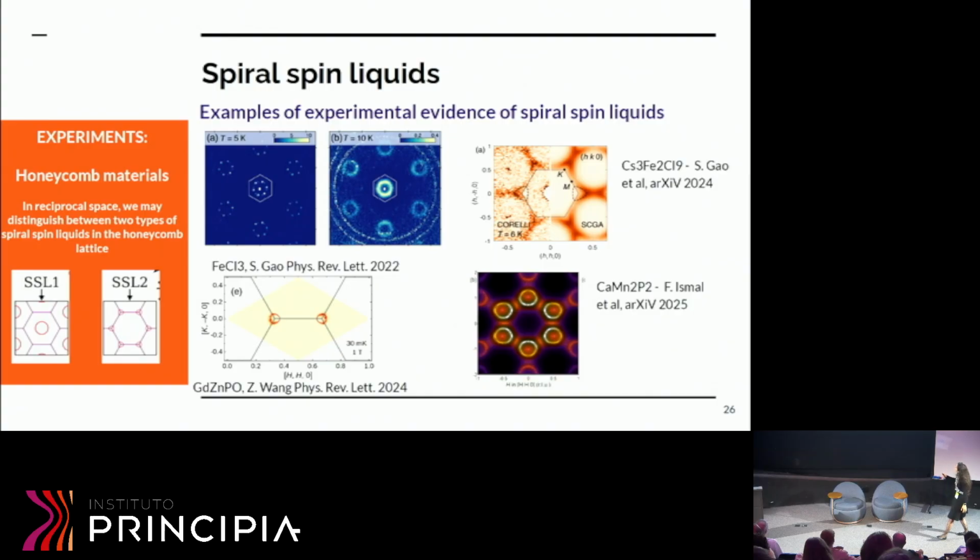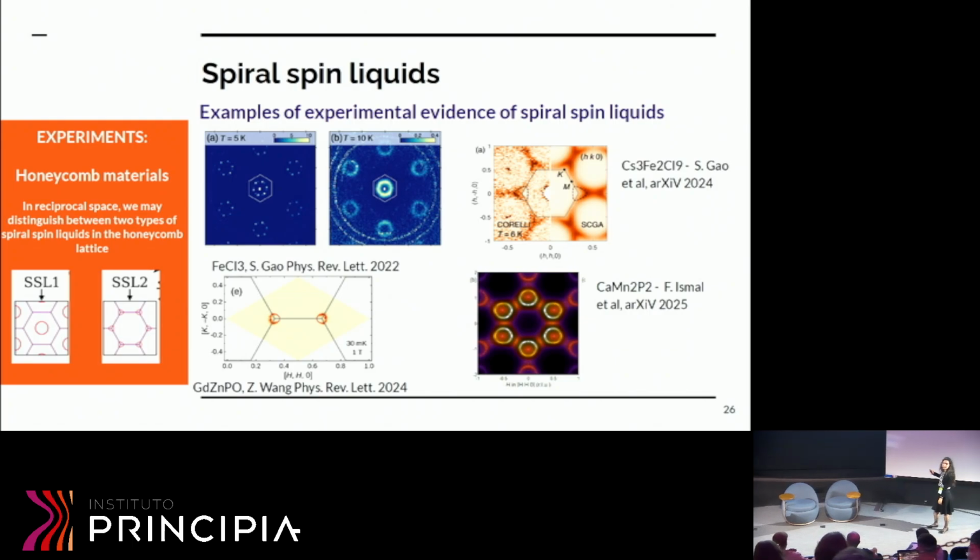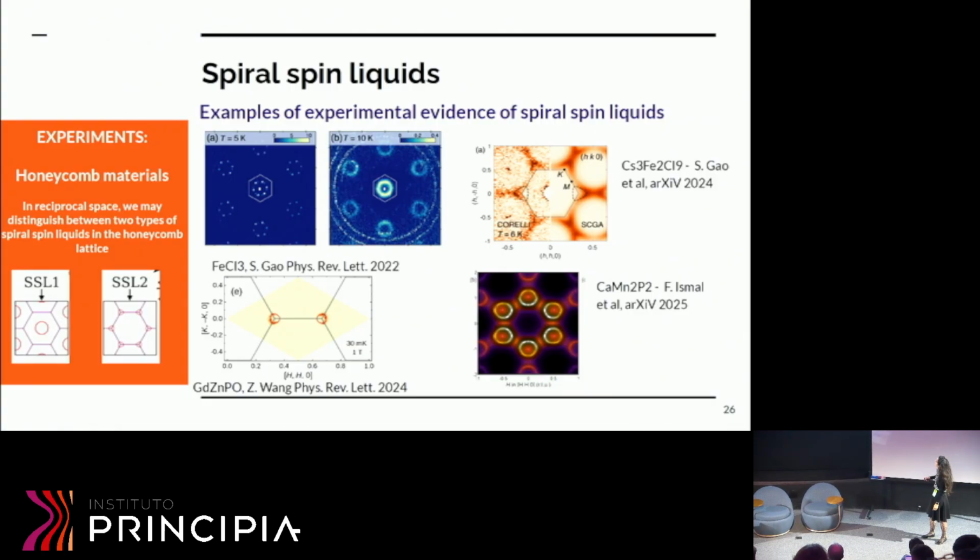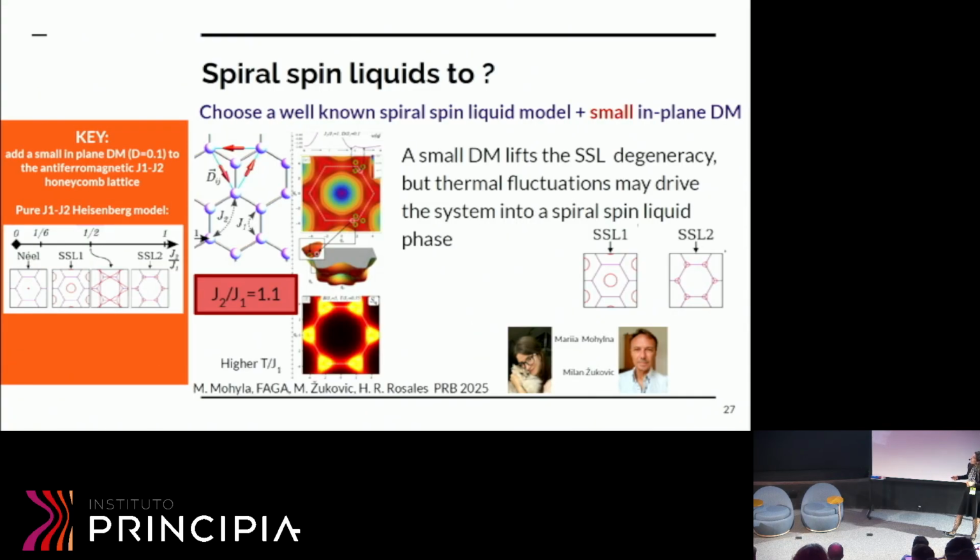And as you see, the experimental evidence shows that there are materials where you have these two types of spiral spin liquid, depending on the material, right? So this would be like the first type, and this is the second type. Okay, so then let's inspire ourselves from the other work. And what we said, okay, let's go to the honeycomb lattice, to this J1, J2 model, and let's add a small interaction to see what happens if we can see these topological textures. And our idea here was to go, let's say, the easy road, and let's add a Dzyaloshinskii-Moriya, right?